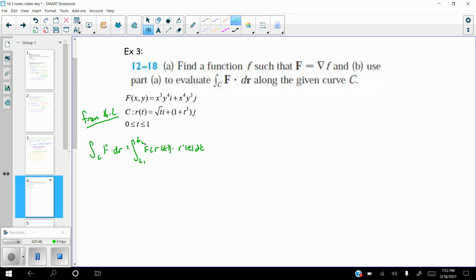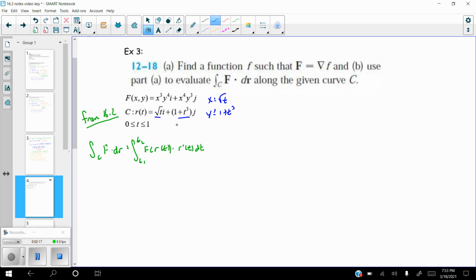So let's at least try to do this one. First thing is we're going to need F of r of t. So we need to define r of t. Well, let's see, what is x here? X is going to be the square root of t. That comes from here. Y is going to be 1 plus t cubed.